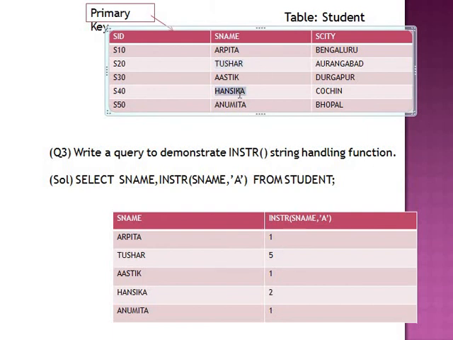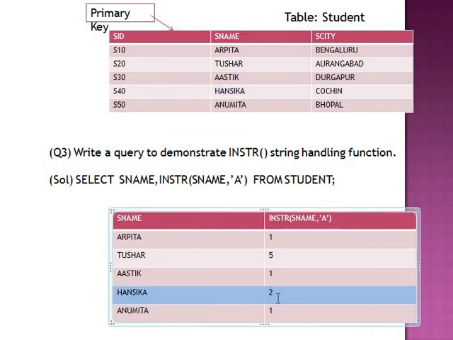Then look at the entry Hansika. What is the position of the letter A in this entry Hansika? If you look here, the letter A is at position number 2. That's why I see the entry 2 under the output column, that is INSTR function applied on the column sname, against the entry Hansika for the column sname.